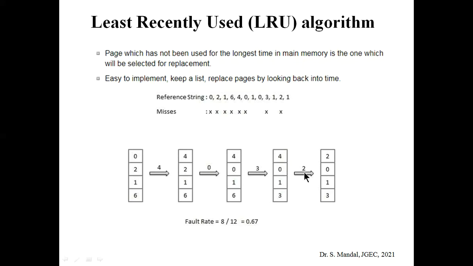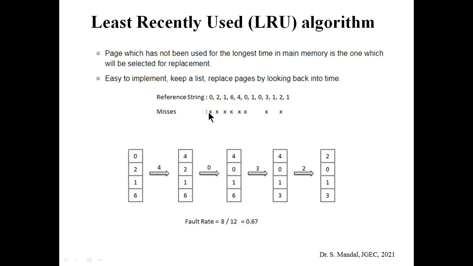Next, 2 needs to replace one of the pages. You can see that 0 has been used here, 3 has been used here, 1 has been used here. So which one has not been used for the longest amount of time? Obviously this is 4. So 4 will be replaced by 2. So now the content is 2013. Now the last page, 1, is already present here, so there is a hit.